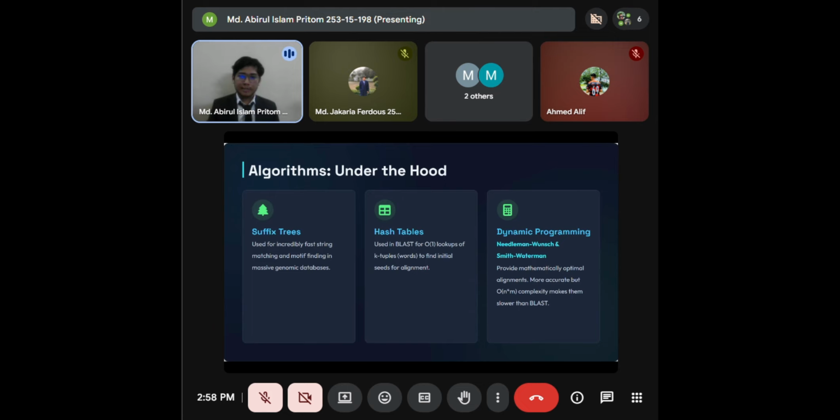Then another thing is the hash table. This is the secret weapon behind the BLAST algorithm. Instead of reading every letter, it uses hash tables for constant time lookups. It breaks sequences into small words or k-tuples to find quick initial matches.